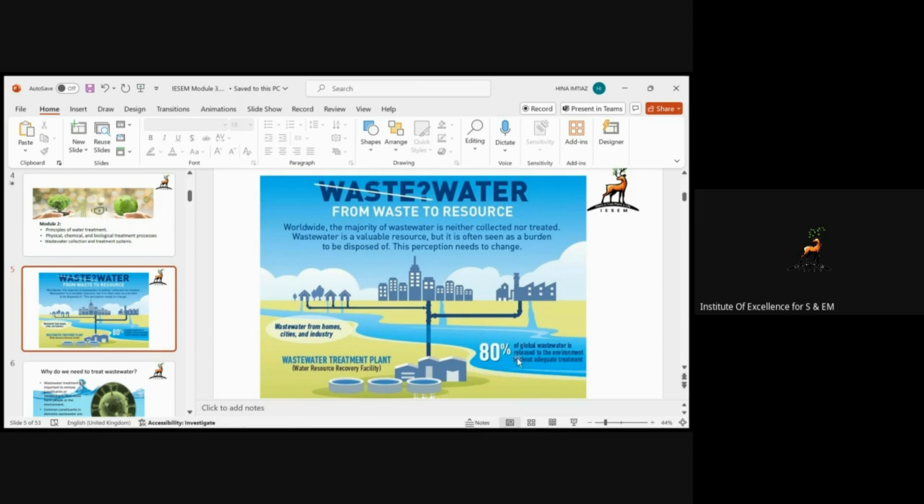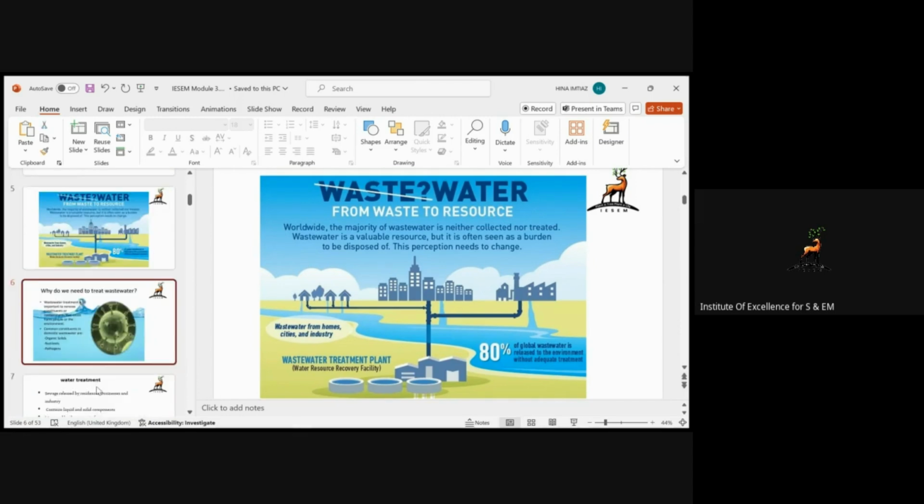The thing is, 80% of the global wastewater is released to the environment without adequate treatment. So this approach needs to be changed. We have to be very concerned about the treatment of water, and very careful about the recovery of organic matter and useful products from the wastewater, which can be reused or recycled so that we can save our valuable assets.